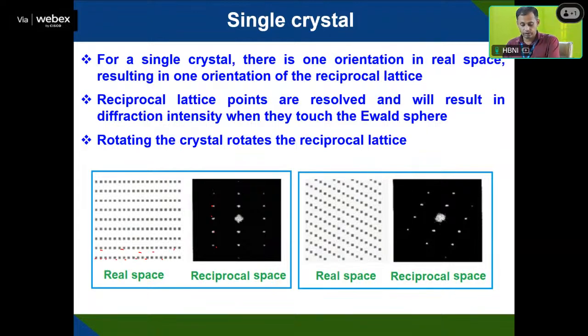But in a rotating crystal, rotating the crystal rotates the reciprocal lattice. Like in this case, it is aligned in this direction. If you slightly rotate the crystal, what will happen? Your reciprocal lattice will be tilted. So mostly in a single crystal, there is only one orientation that will be aligned in a particular direction.